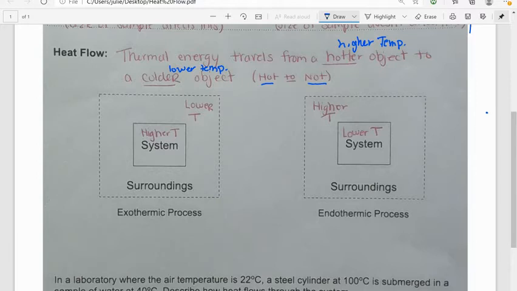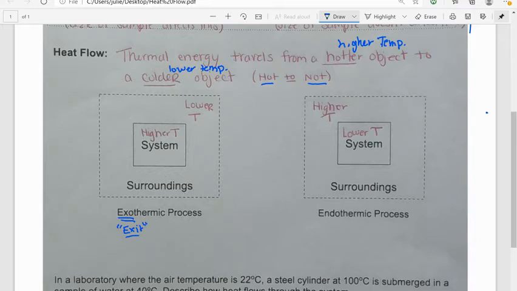Over on the left-hand side, you'll see that this is representing an exothermic process. When you see exothermic, think of the word exit. So energy is going to exit the system. And the system is whatever our focus is, whatever we're studying. In this process, the system has to be at a higher temperature than the surroundings. Now, the surroundings could be air, or other materials that are around that system.